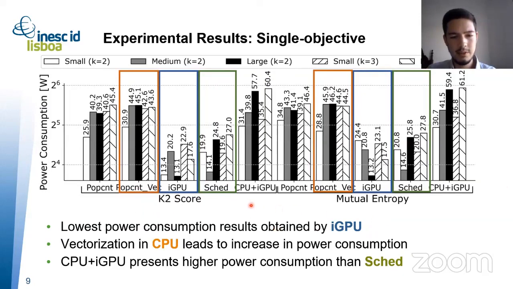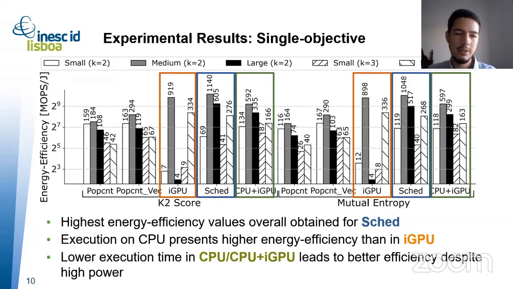And when comparing all versions, we can see that the CPU and iGPU version has the worst overall results for power consumption, and these are much higher than, for example, the scheduler version, which has comparable performance. When looking at energy efficiency, we can see that the highest energy efficiency overall is obtained by the scheduler version, and this is due to the high overall performance of this version and its low overall power consumption. Executing in the CPU will yield higher energy efficiency results than the iGPU.